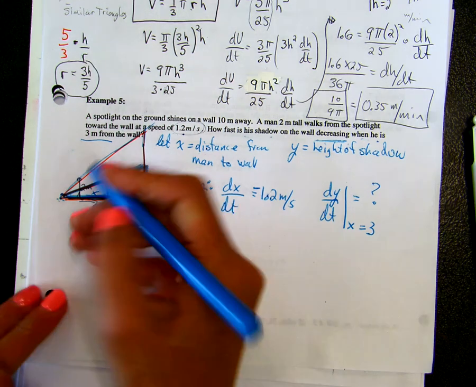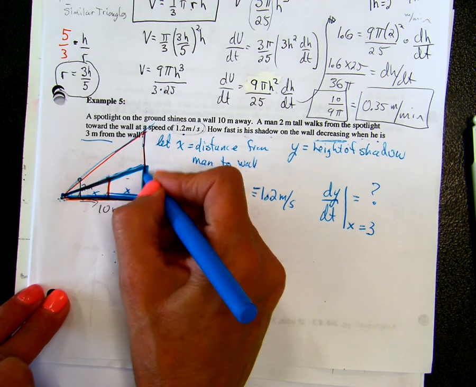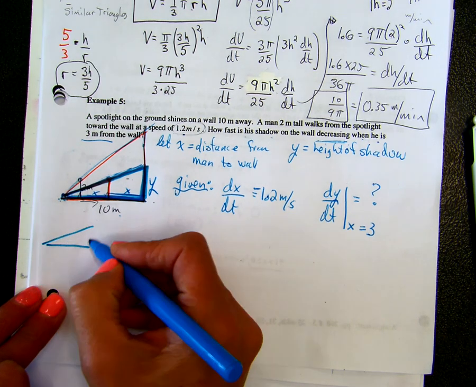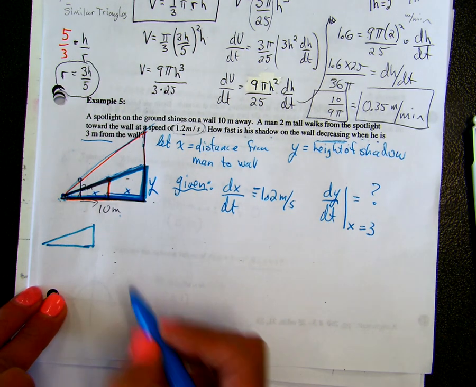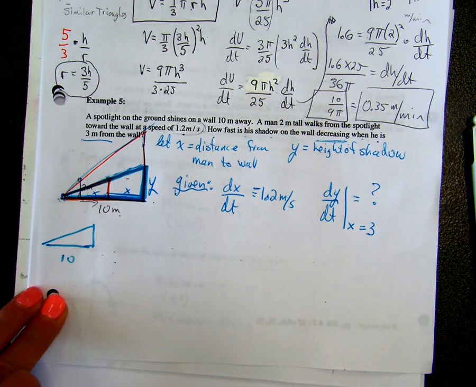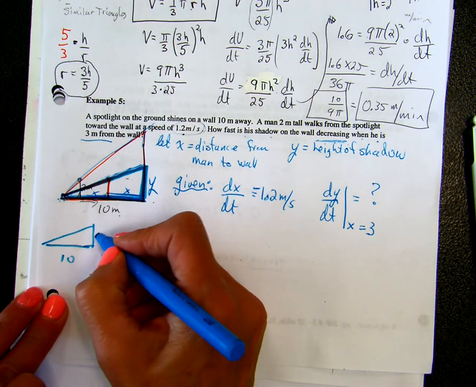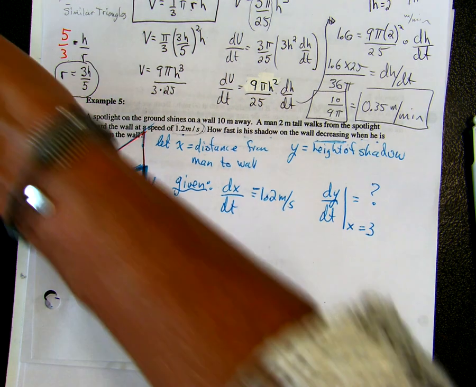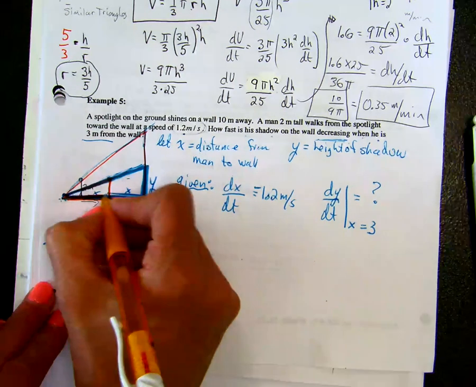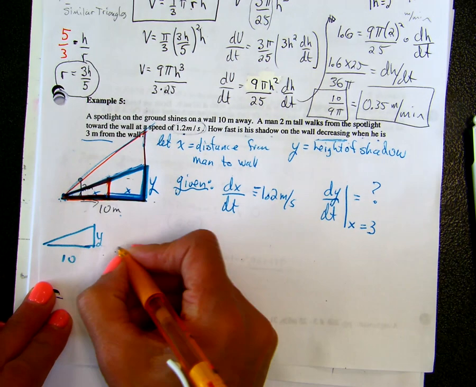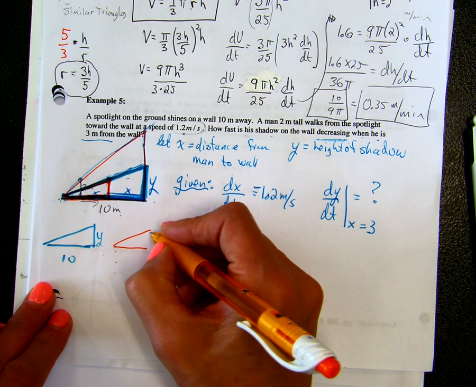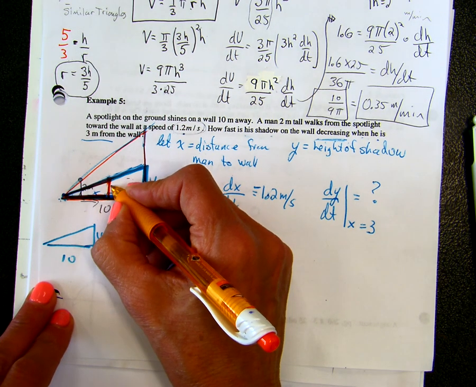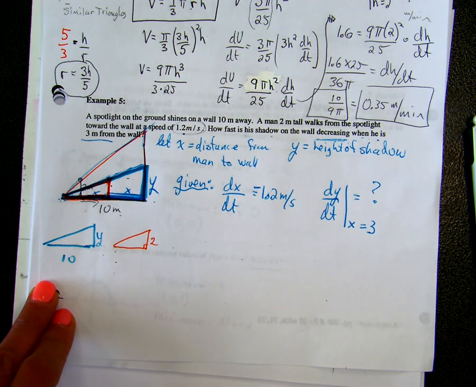Okay, so the one that I highlighted in blue, this blue triangle, we know a little bit about it. We know the base is 10, and we've labeled the height to be y. This one in orange, we know a few things about that one. Let's label them. We know the height of this one. What is it? 2, the height of the man.